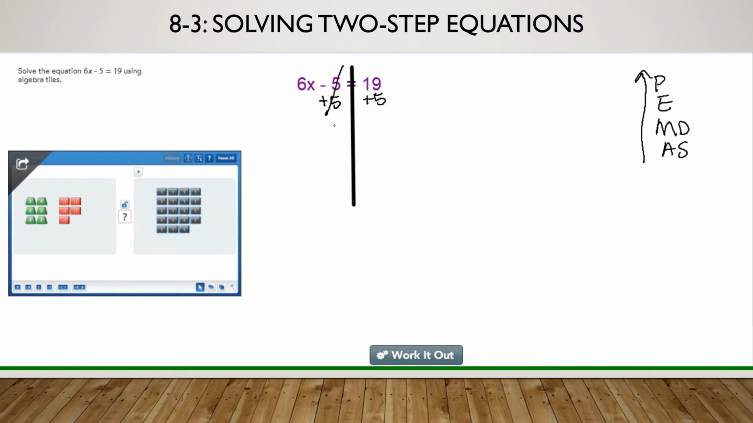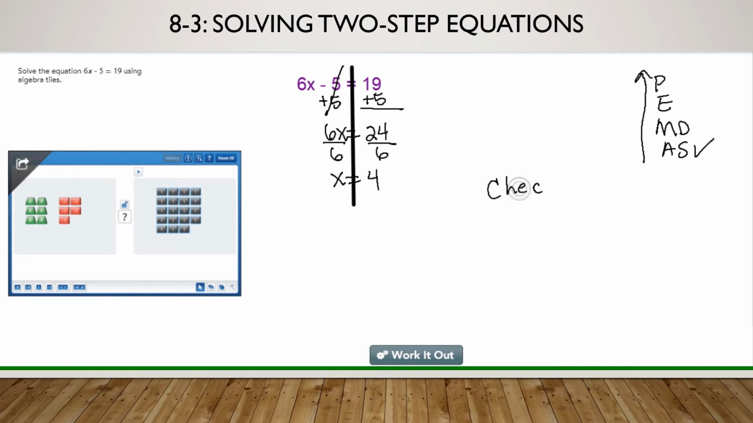So this cancels out and makes 0. Now we're left with 6x on this side of the equal sign. 19 plus 5, that is equal to 24. So we took care of addition and subtraction. Now we have to see if anything is connected through multiplication or division. Well, this 6 is. The 6 and the x is connected through multiplication. In order to undo this, you have to do the inverse or the opposite of multiplication, which is division. So we're going to divide 6 on both sides. 6x divided by 6, it is x. And 24 divided by 6, it is 4.